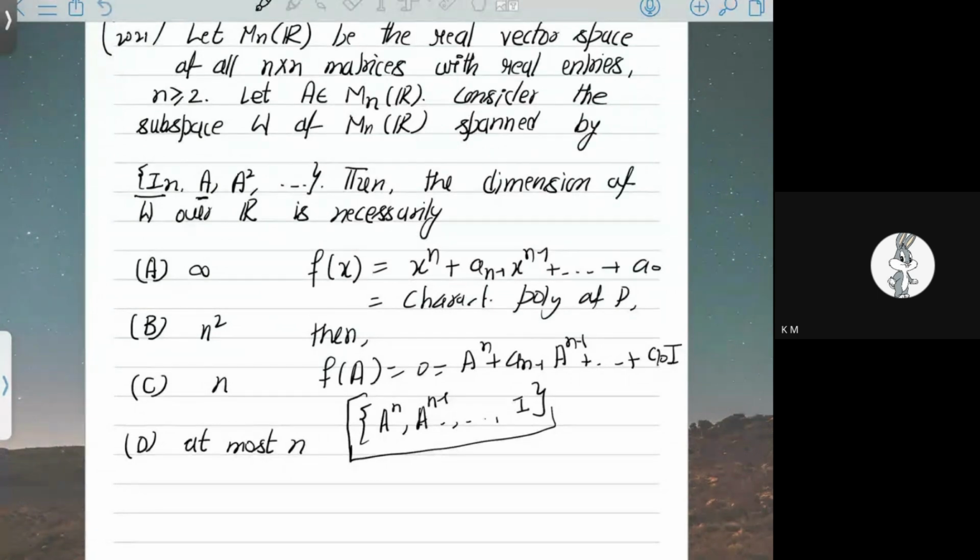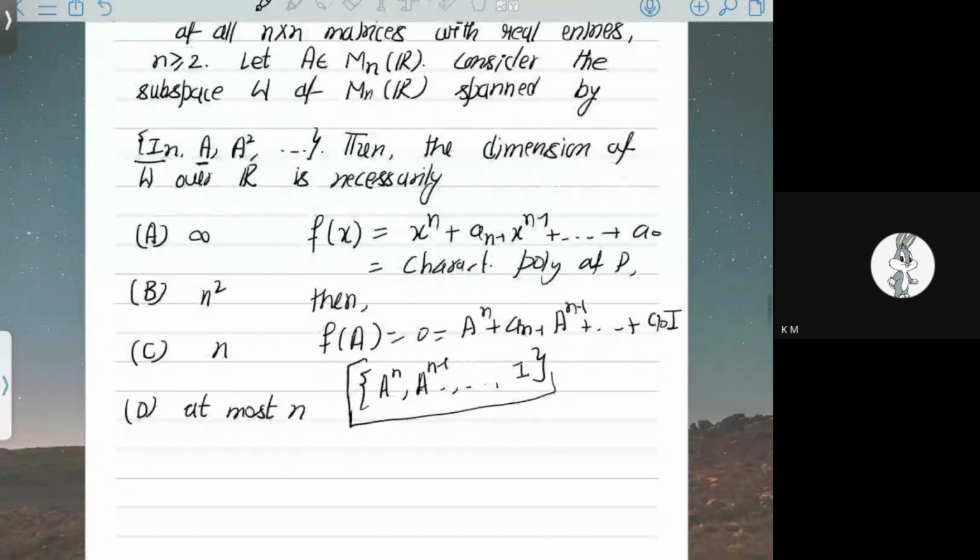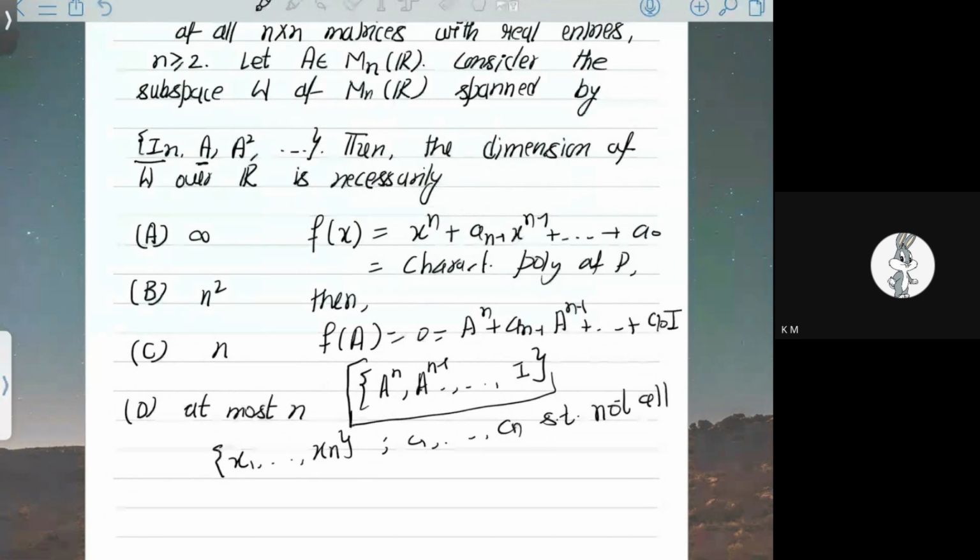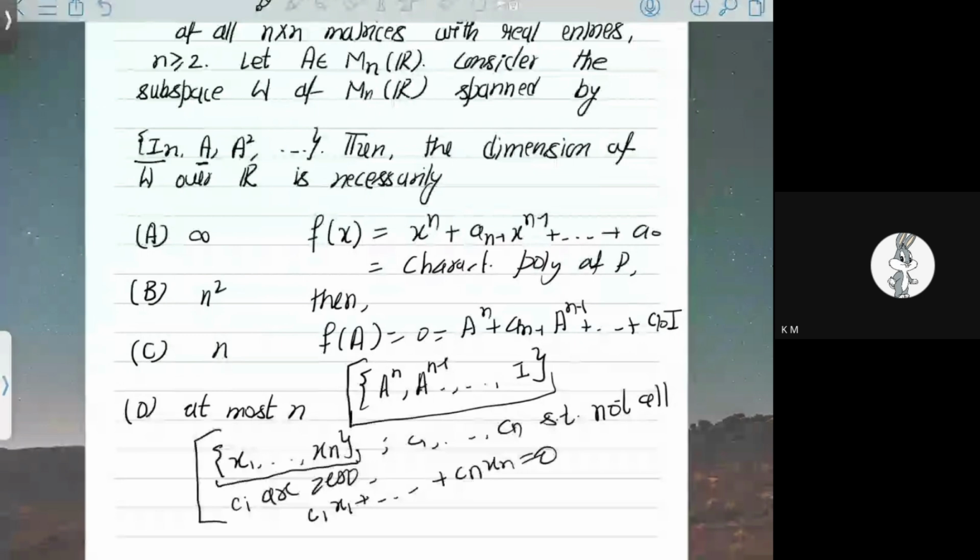No. I think you are confusing something else. If we are given a set x1 to xn and we are able to find some scalars c1 till cn such that not all ci's are 0, some ci's may be 0 but not all are 0, and this satisfies the equation c1 x1 plus up to cn xn is equal to 0, then this set x1 till xn is said to be linearly dependent. Is this the statement for linear dependence? Am I right or not?